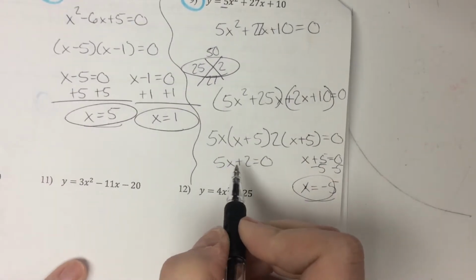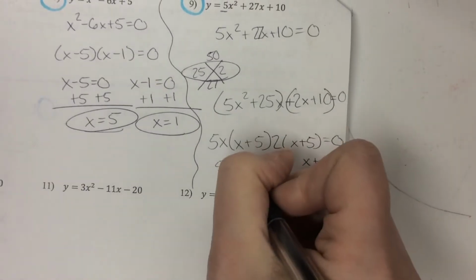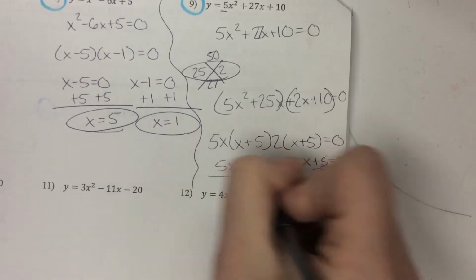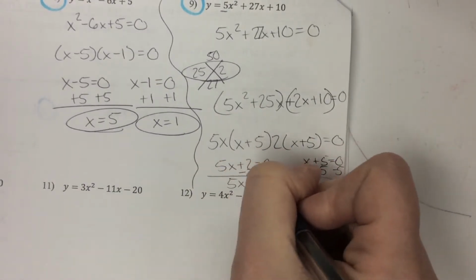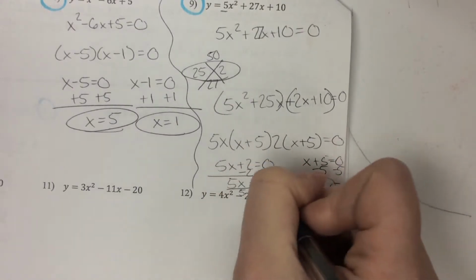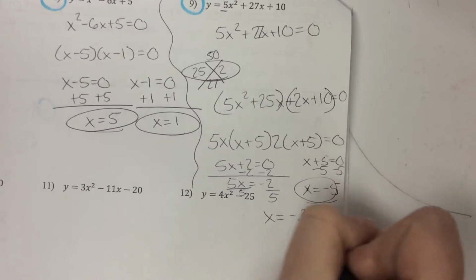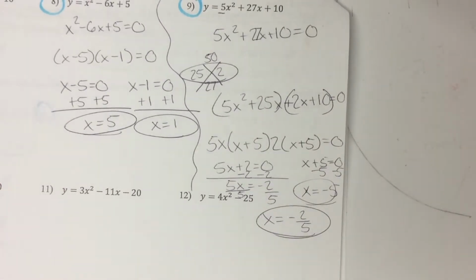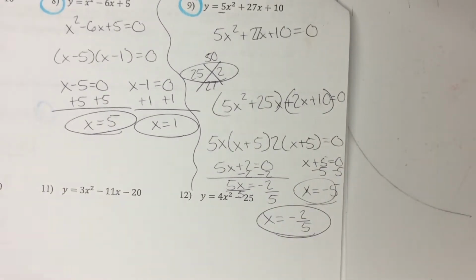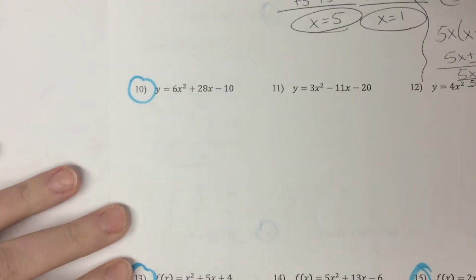But over here, I'm going to have to have a fraction. Oh, no. Okay. So subtract 2. I'm going to run out of room. 5x equals negative 2. Divide by 5. x equals negative 2 fifths as my other answer. Okay. All right. Moving right along here.